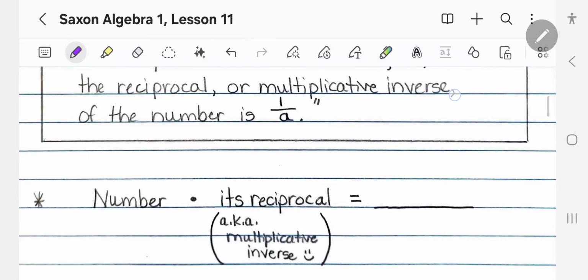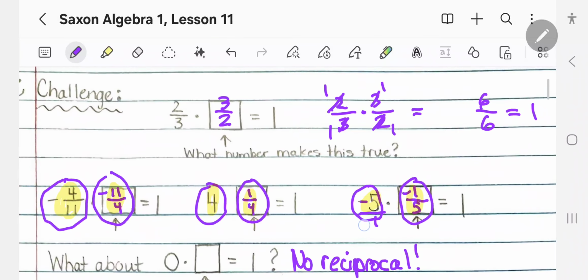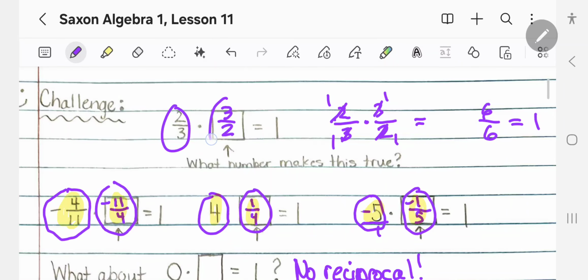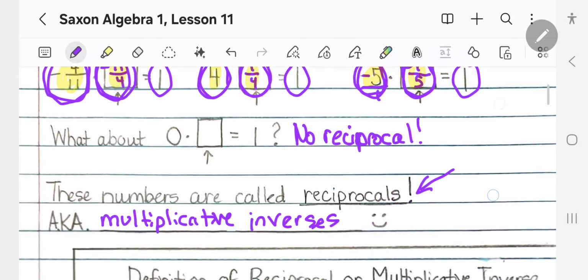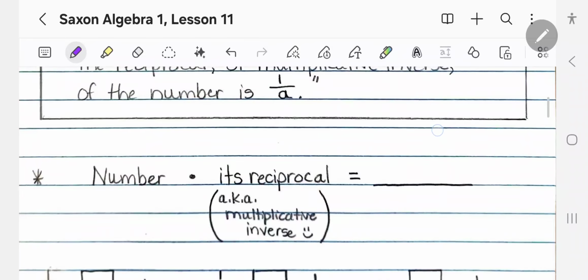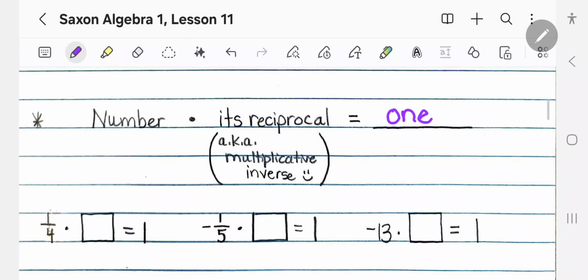Something else you learn in this lesson is that a number multiplied by its reciprocal will give you, so let's go back at our examples. We multiplied a number by its reciprocal, and look what we got. Same thing here. We get 1, don't we? A number times its reciprocal, we're going to get 1. So a number times its reciprocal is equal to 1. And again, reciprocal is also known as a multiplicative inverse.